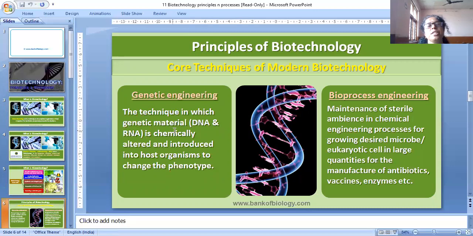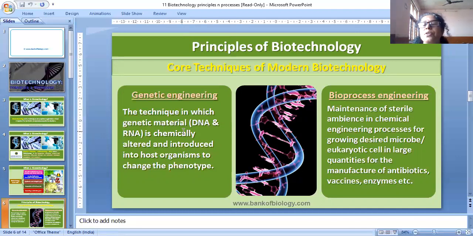The technique in which genetic material, DNA and RNA, is chemically altered and introduced into a host organism to change the phenotype.